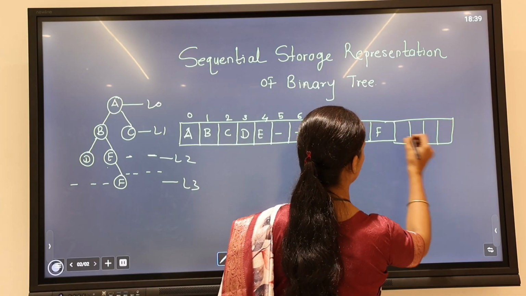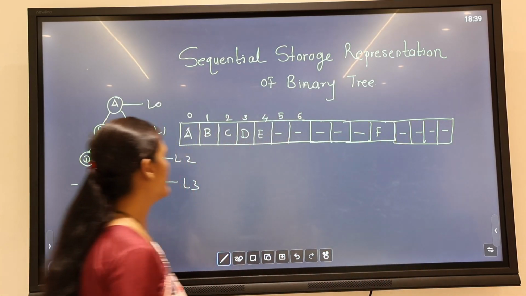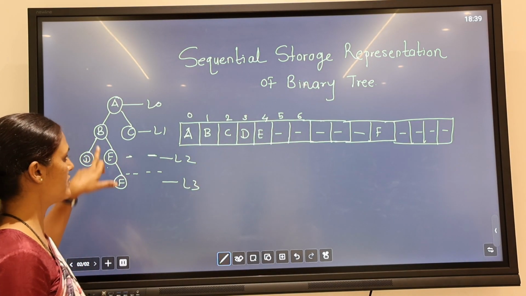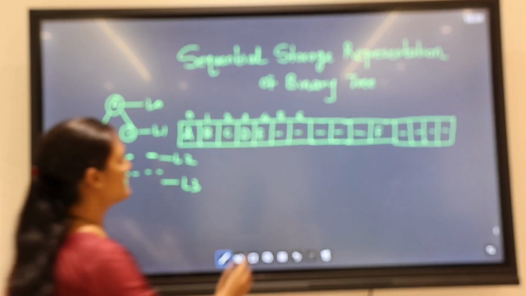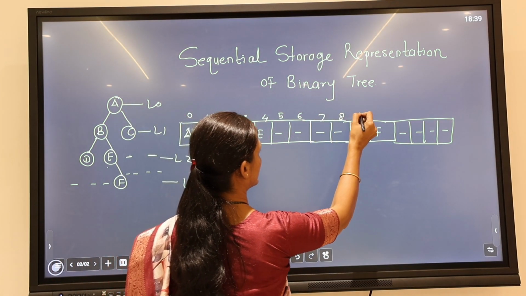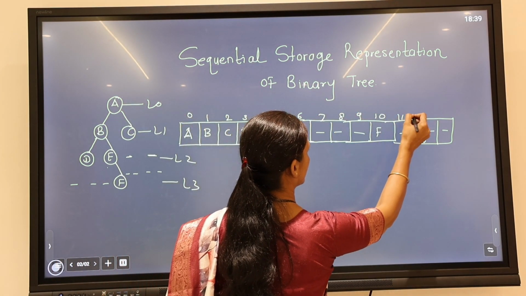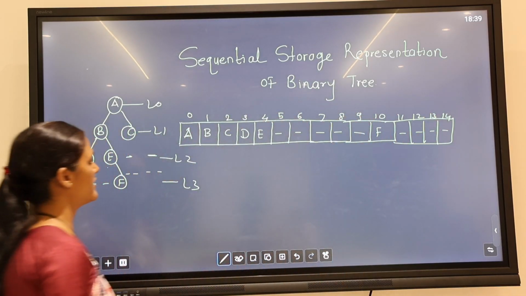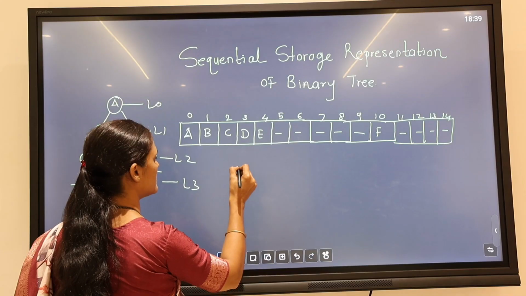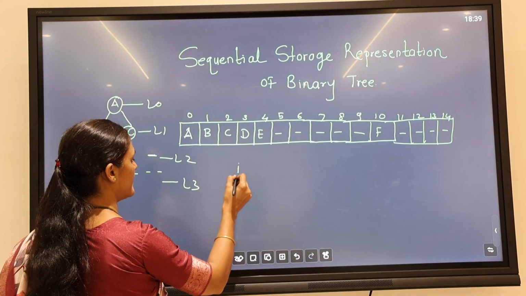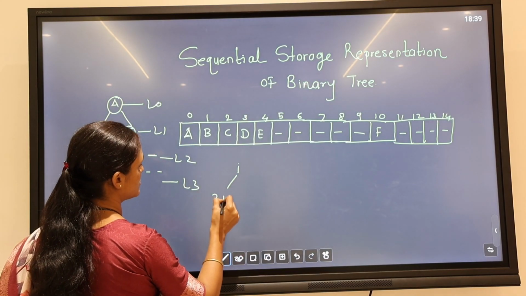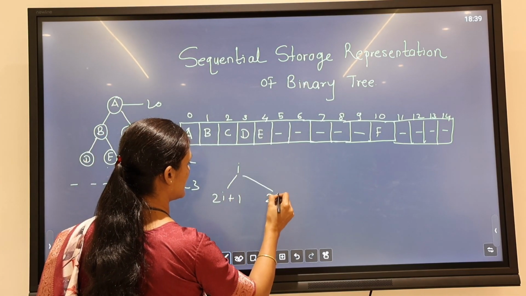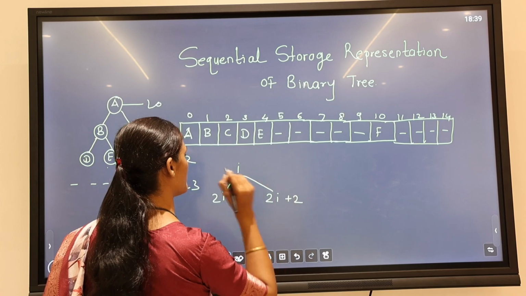1, 2, 3, 4, blank, blank, blank. In this way, this is the sequential storage representation of the given tree. We can observe that the indexes are 7, 8, 9, 10, 11, 12, 13 and 14. For each node which is present at location or index I, its left child is found at 2i plus 1 and its right child can be found at 2i plus 2.